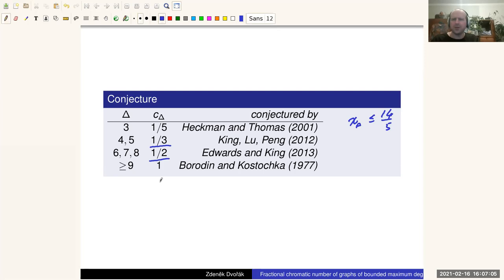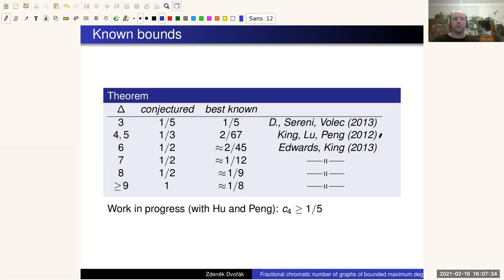There are reasons why these values are here, because there are graphs for which the fractional chromatic number is exactly delta minus 1/3, and for here, delta minus 1/2. And this is what we hope for; what we actually know is, with Jean-Sebastien Sereni and Honza Volec, we proved a couple of years ago that this conjecture for delta equals 3 is actually true. And then for 4 and 5, as far as I know, the best currently known bound is still the one by King and Peng.